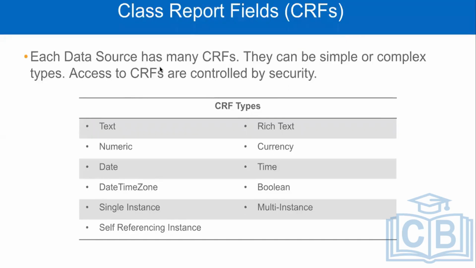Each data source that we have talked about, all active and terminated workers, business process transactions, they have many CRFs. These are called class report fields. They can be simple or complex types. These are the CRF types like text, numeric, date, date time zone, single instance. Now these all are delivered types. And then there's something called calculated fields. And there are multiple types in those as well. And those all are custom.